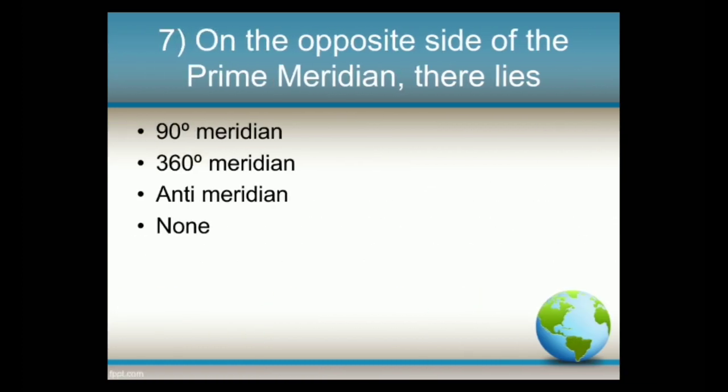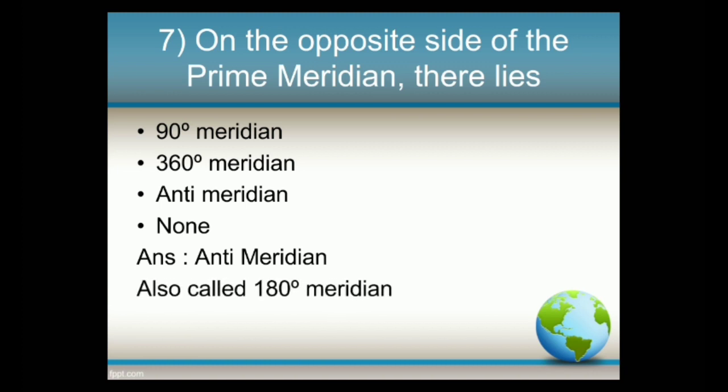Next, on the opposite side of the prime meridian, there lies the option 90-degree meridian, 360 meridian, anti-meridian, none. And the answer is anti-meridian. And this is also called the 180-degree meridian, which we have assigned for the international date line to be the 180-degree longitude.